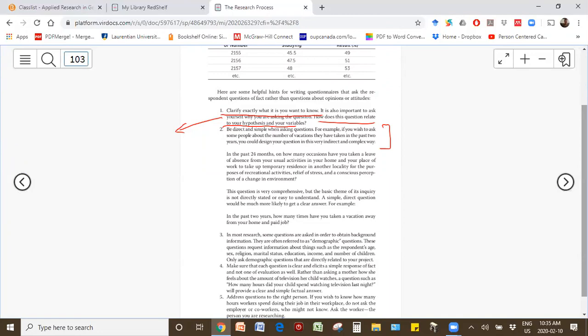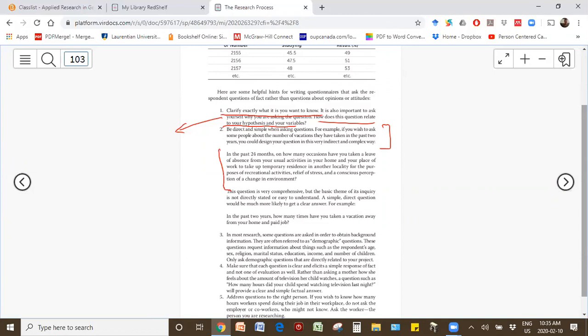In the past 24 months, on how many occasions have you taken a leave of absence from your usual activities in your home and your place of work to take up temporary residence in another locality for the purposes of recreational activities, relief of stress, and a conscious perception of a change in environment? Too many questions in that question. Okay. See, they lost me after the first line, right? So you can't ask questions like that. That's like 6 questions in one. You can't answer that. Even if that was an interview question, you can't answer that.